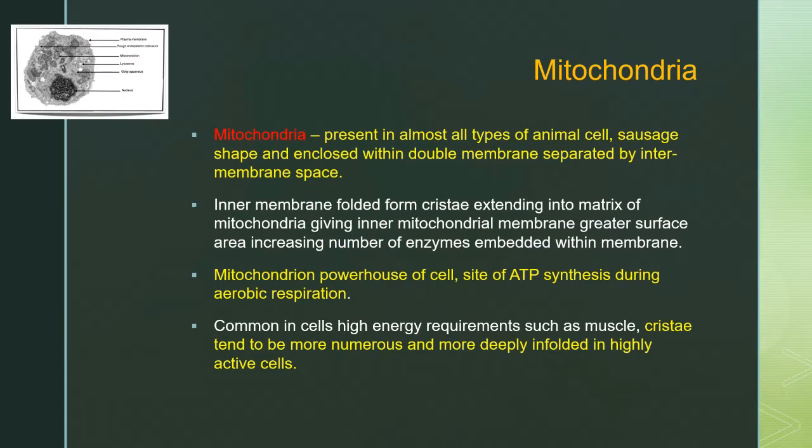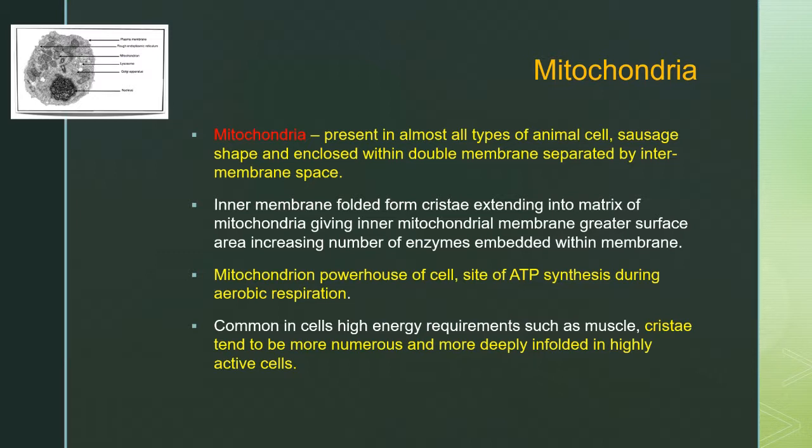Mitochondria now, this is the powerhouse of the cell, and they're present in almost all types of animal cell. They're sausage-shaped, enclosed within a double membrane separated by an intermembrane space. The inner membrane will be folded to form cristae, extending into a matrix of the mitochondria, giving an inner mitochondrial membrane with a greater surface area, increasing the number of enzymes embedded within this membrane.